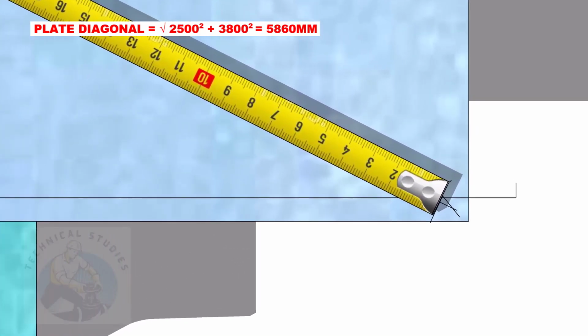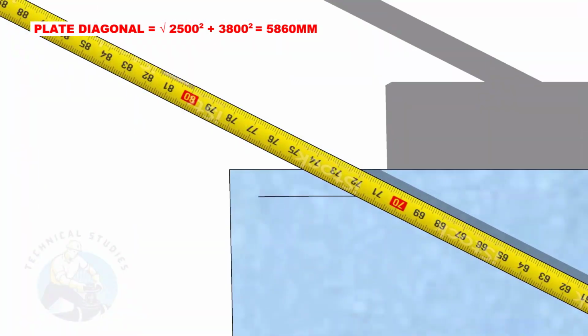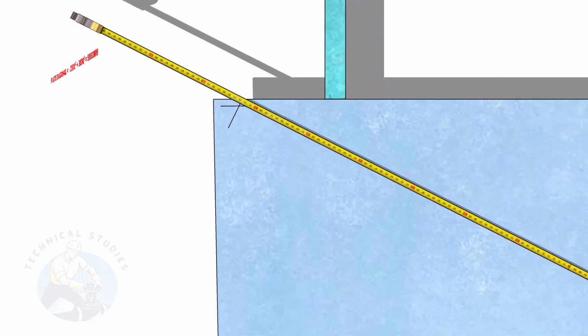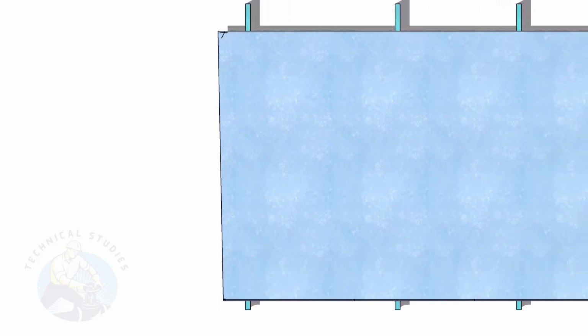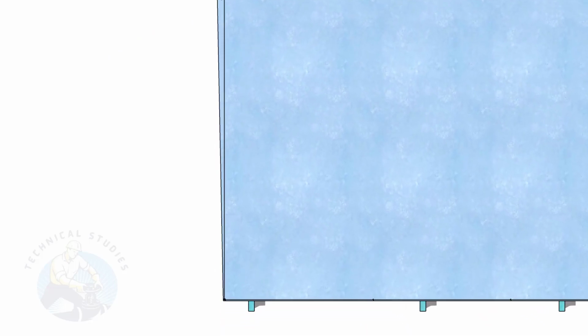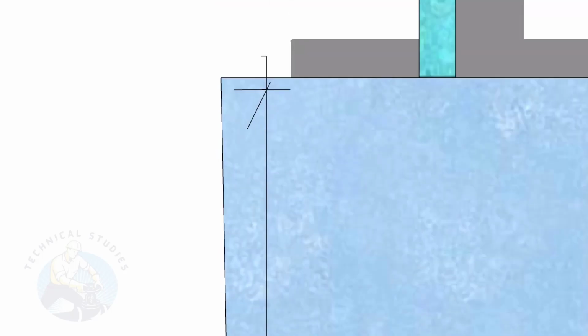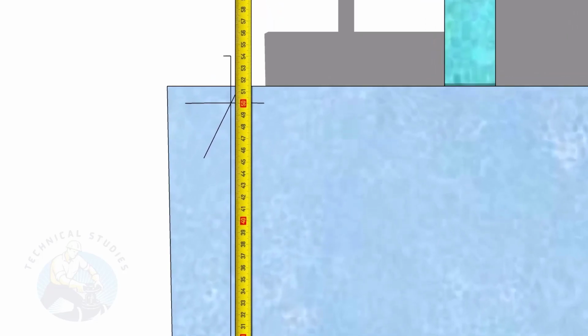Starting from this corner, draw a diagonal arc of 5860 mm to the opposite corner and cut the previous arc. Draw a line connecting these marks. Mark the width 2500 mm on the plate, or whatever the required size, on both ends of the plate.